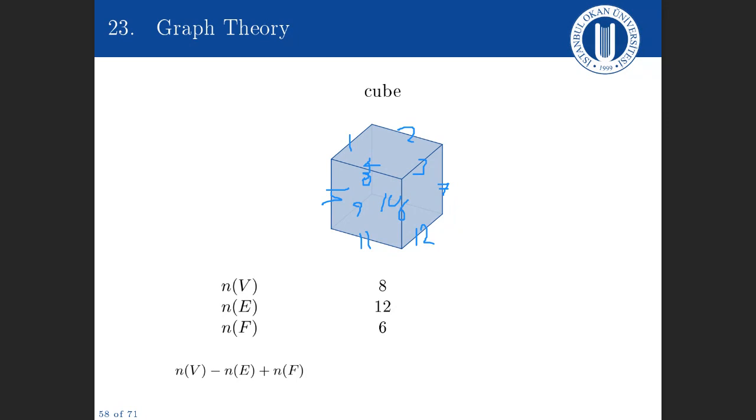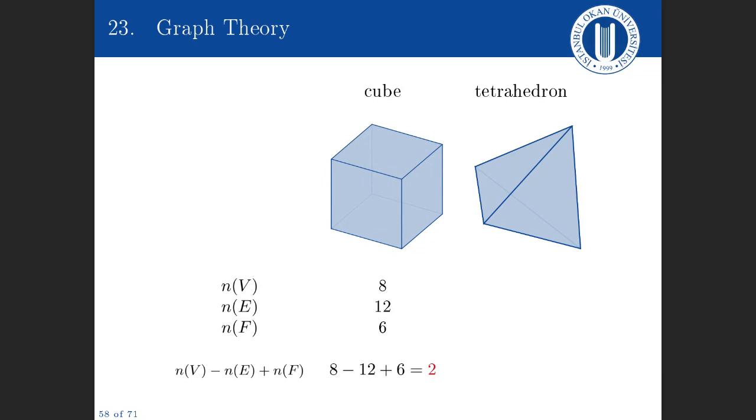6, we know that. So let's do number of vertices minus number of edges plus number of faces. 8 minus 12 plus 6, and we get 2. Euler's formula for a cube gives 2. Let's do another one. A tetrahedron.